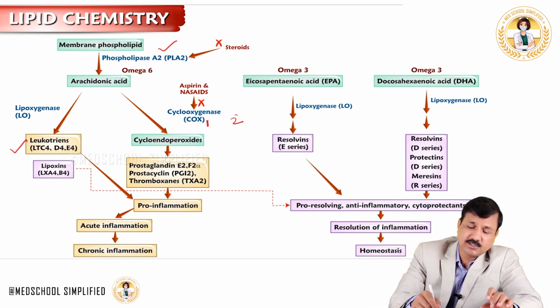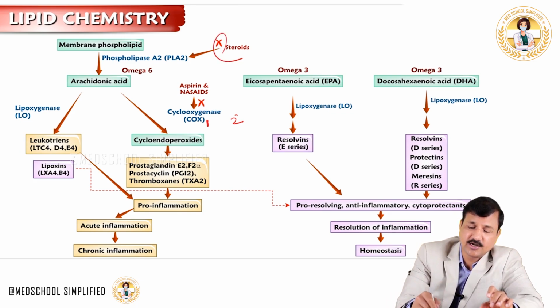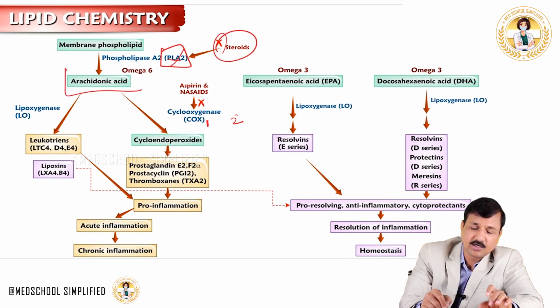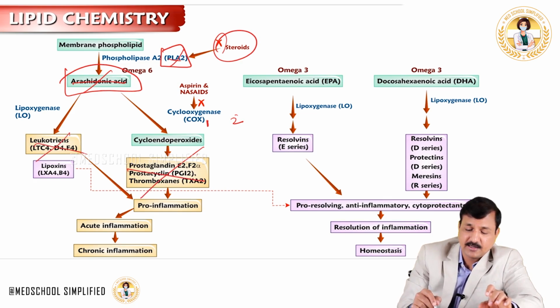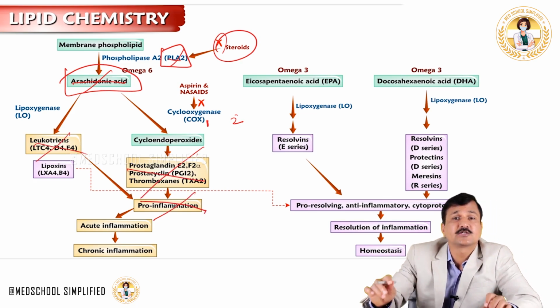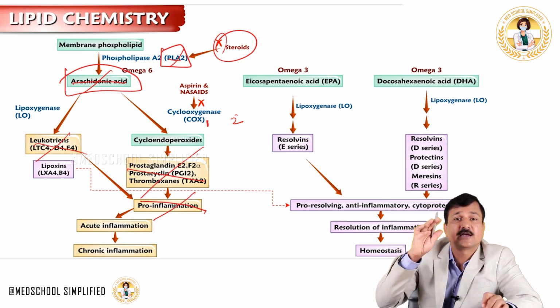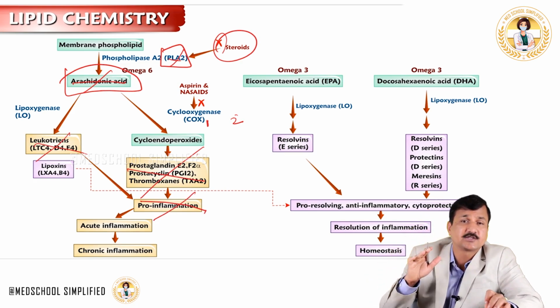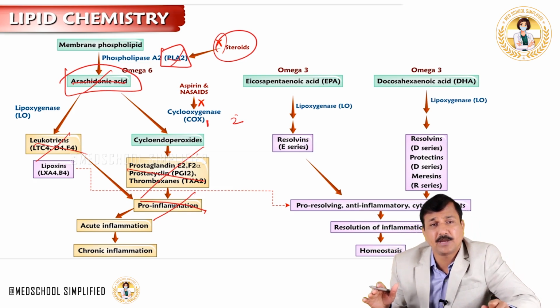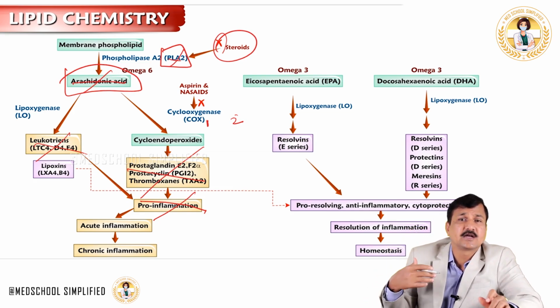Now, steroids. Whenever a patient is treated with steroids, the steroids directly inhibit the phospholipase A2 enzyme, thereby not allowing release of arachidonic acid. That means prostaglandins and leukotrienes are not made, thereby pro-inflammatory molecules are not synthesized, and that will decrease fever, that will decrease swelling, that will decrease pain and redness, edema.